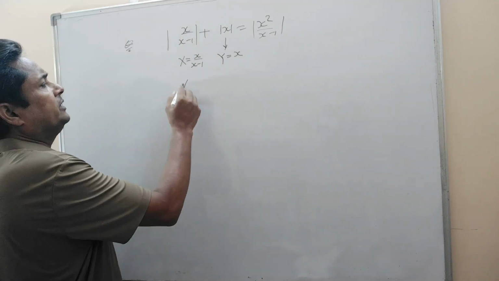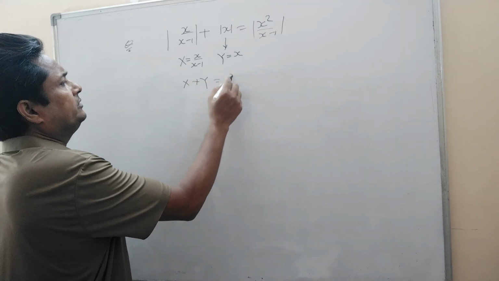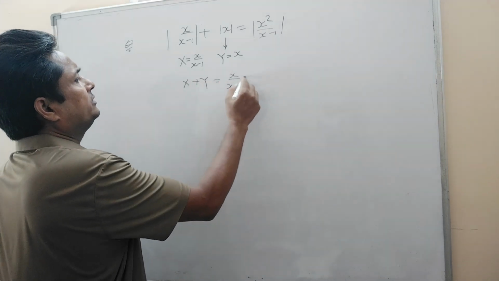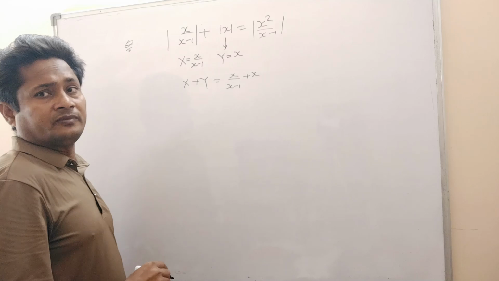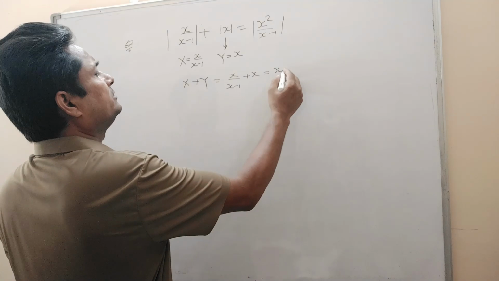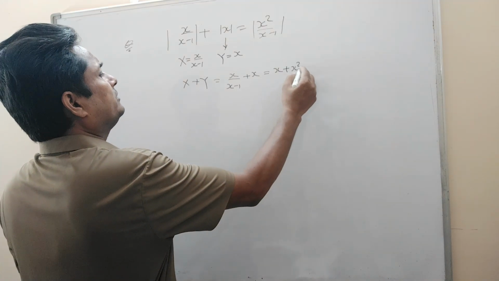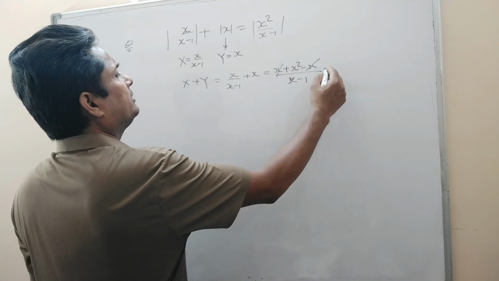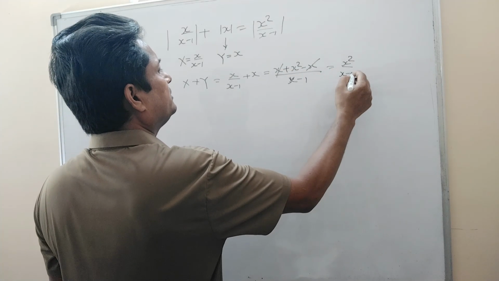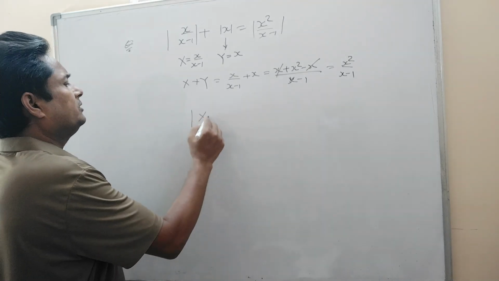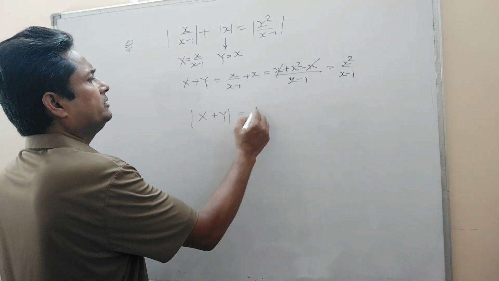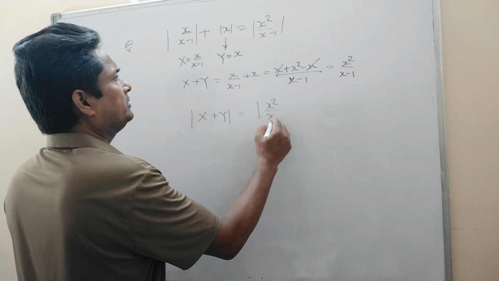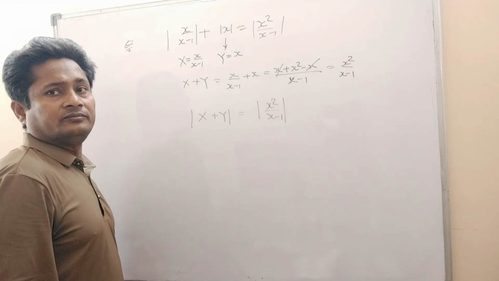Add this one, find out x plus y. This will be what? x over x minus 1 plus x. This will be how much? x plus x square minus x, divided by x minus 1. This cancels out, that means x square over x minus 1. That means mod of x plus y will be what? Mod of x square over x minus 1, right?